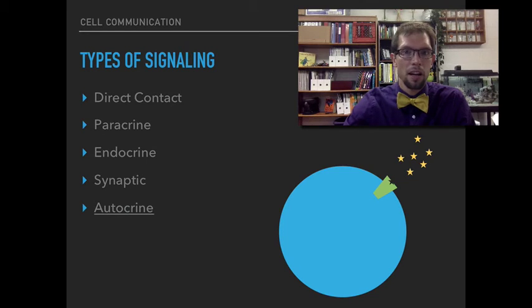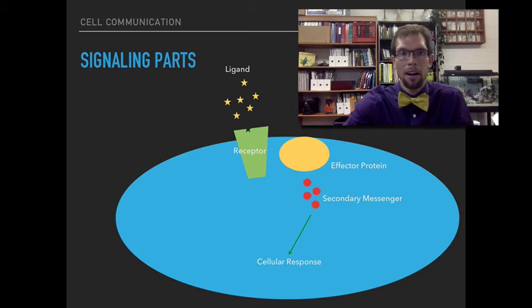And finally, you can have autocrine signaling. So autocrine signaling would be if this cell right here was to have actually released these molecules itself, and then it responds to them itself. So it's similar to paracrine, except that the cell that actually released the signal was the cell that's also doing the responding itself.